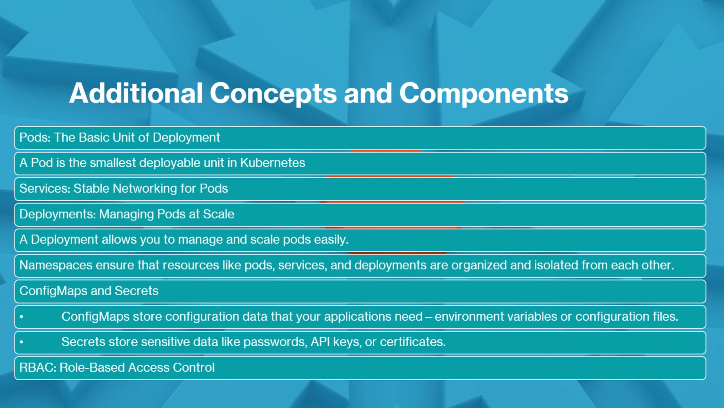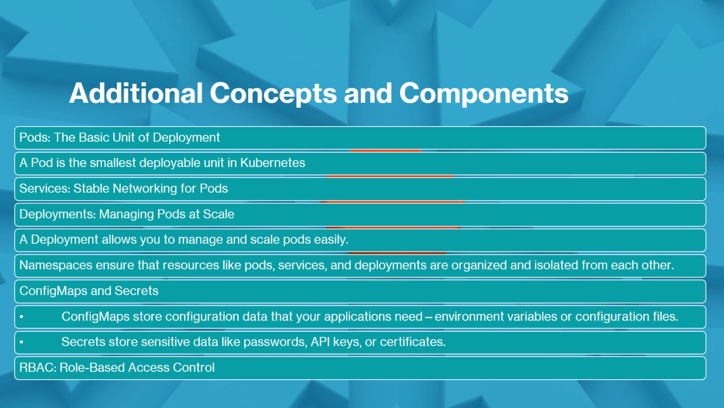Additional concepts and components. Now that we've covered the core components, let's talk briefly about some additional key concepts that help Kubernetes work smoothly. Pods, the basic unit of deployment. A pod is the smallest deployable unit in Kubernetes. It represents a single instance of a running process in your cluster. While most pods contain just one container, some can run multiple tightly coupled containers. Pods share the same storage and network, allowing the containers to work together.